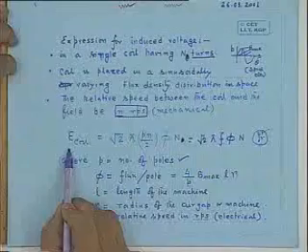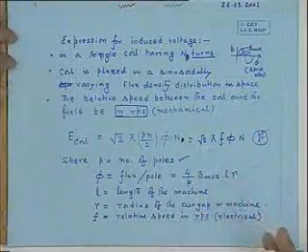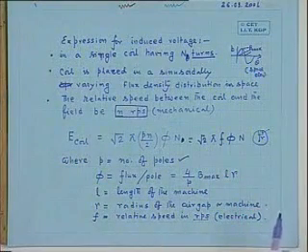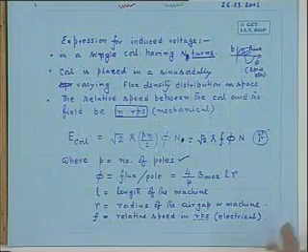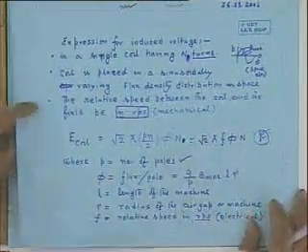Remember that this is similar to that of a transformer, and this is the value of the RMS voltage, you should remember. Because in a transformer also the induced voltage is root 2 pi f, of course there it was phi max into n. Now this is one of the simplest problems.